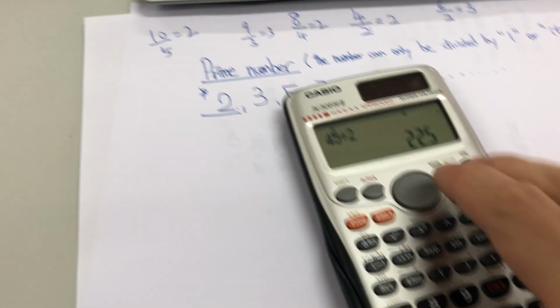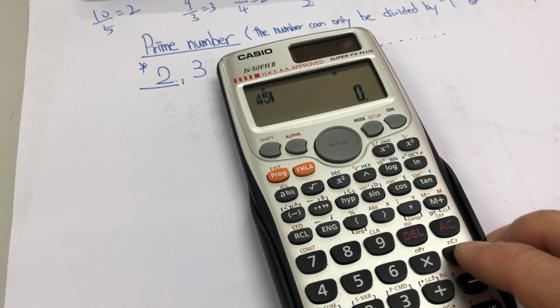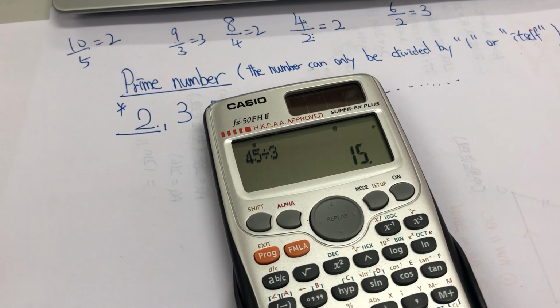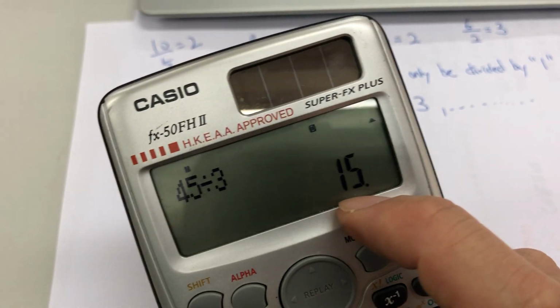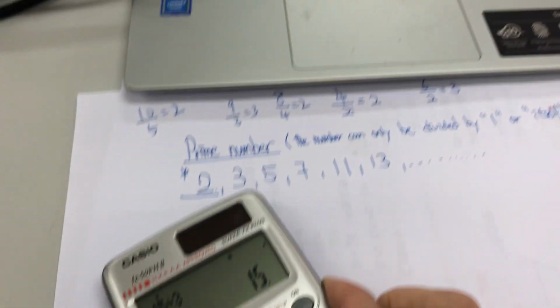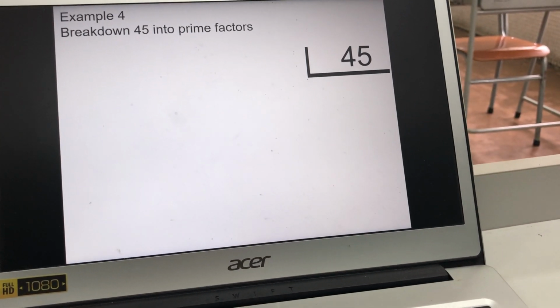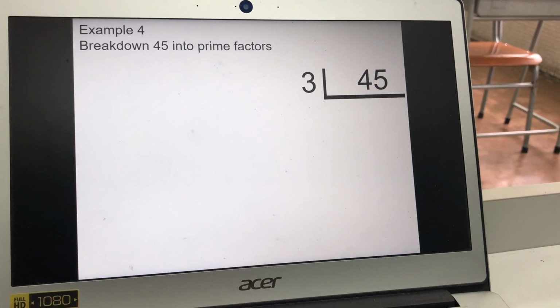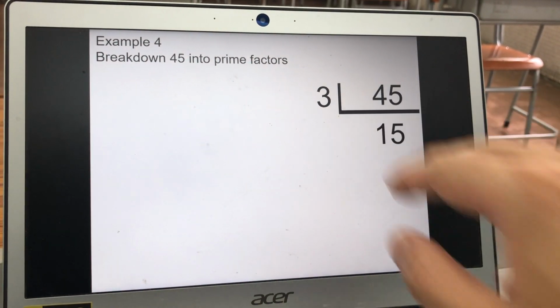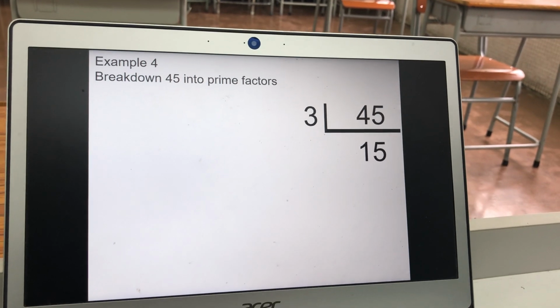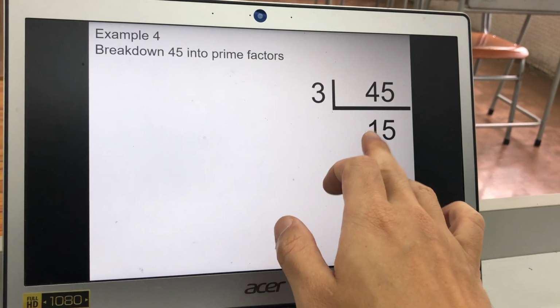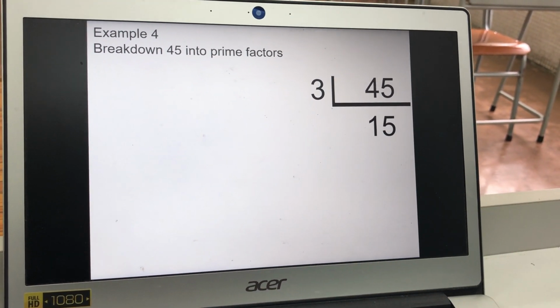Try 3. 45 divided by 3. Oh, it's nice. It's an integer, 15. So 45 could be divided by 3. 3 times 15 will become 45, which is nice. Okay? And then again, 15. We have to continue.